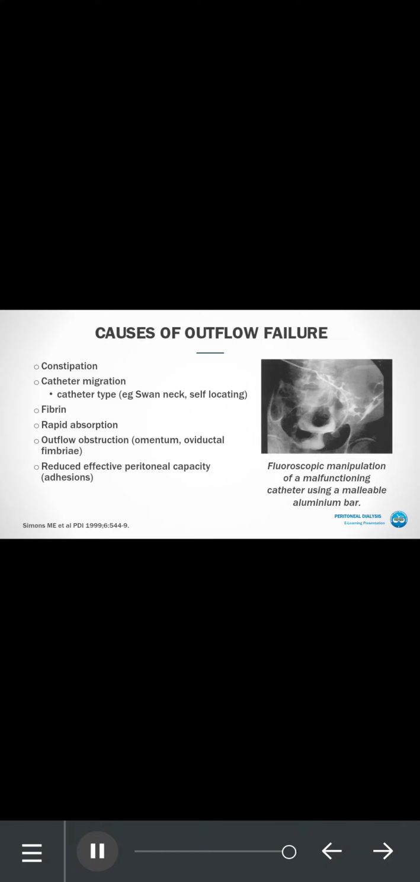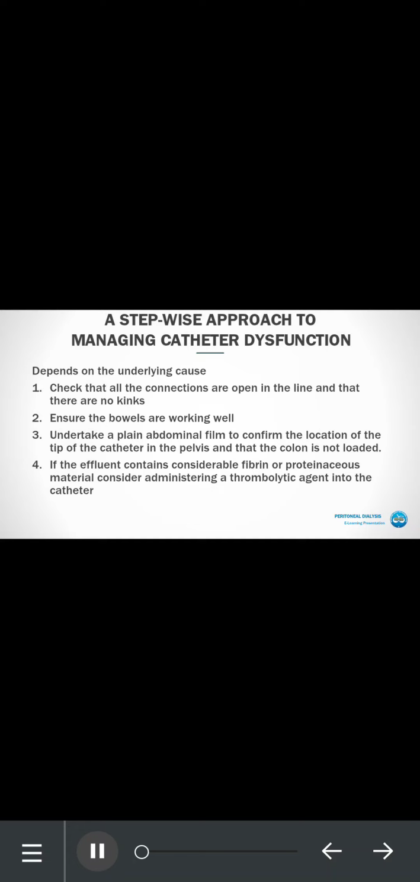On the right is a slide of someone using a fluoroscopic technique to reposition a catheter that's flipped out of the pelvis. A stepwise approach to managing catheter dysfunction, of course, depends on the underlying cause. It's important to check that all connections are open in the line and that there are no kinks, and it's important to examine the flow in and out and see how it works. That can often give good diagnostic information.